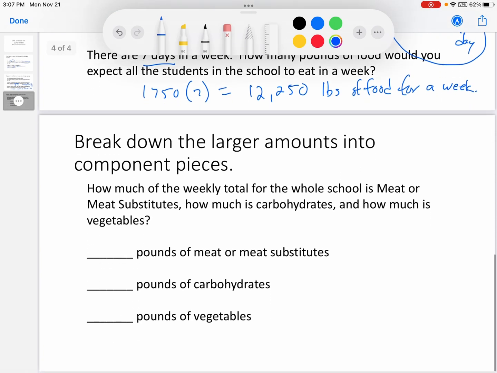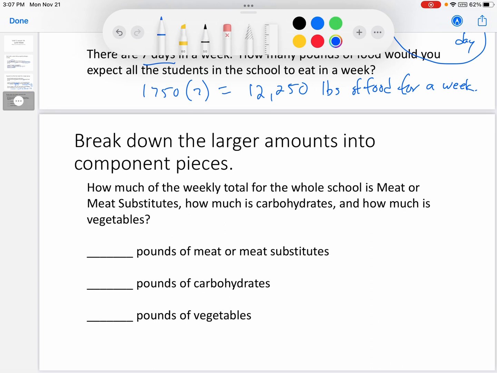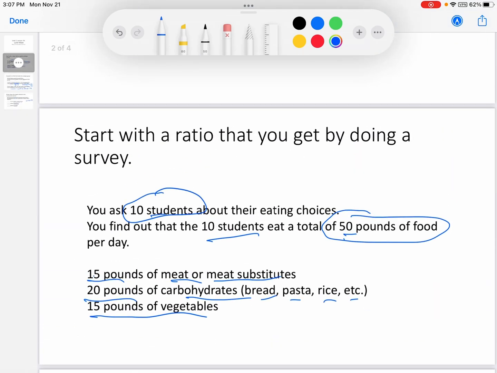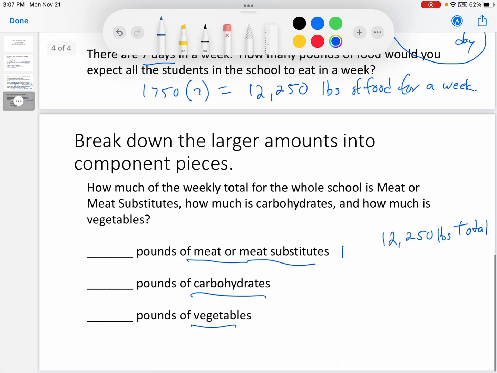So now let's break down the larger amount into component pieces. Well, we know there's 12,250 pounds total. And we want to know how much meat or meat substitutes, how much carbohydrates, how much vegetables. Going back to the beginning, we know 15, 20, 15 was the ratios. Total of 50. Well, we need to know what to multiply by. 50 times what is 12250.